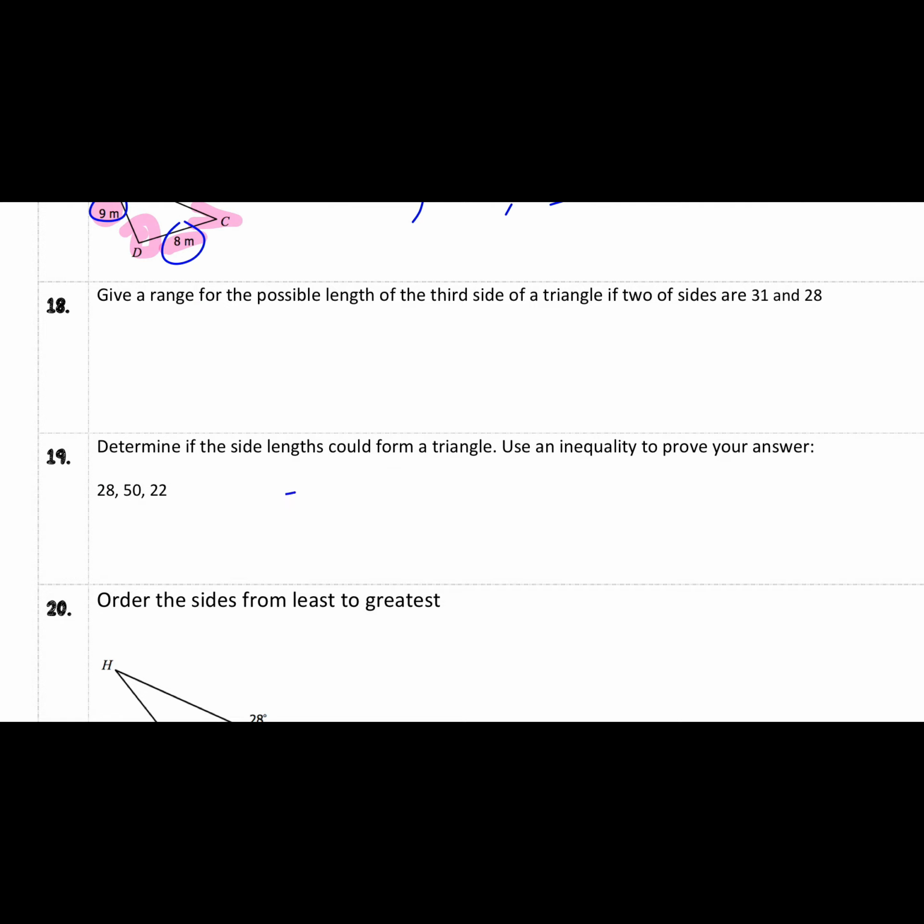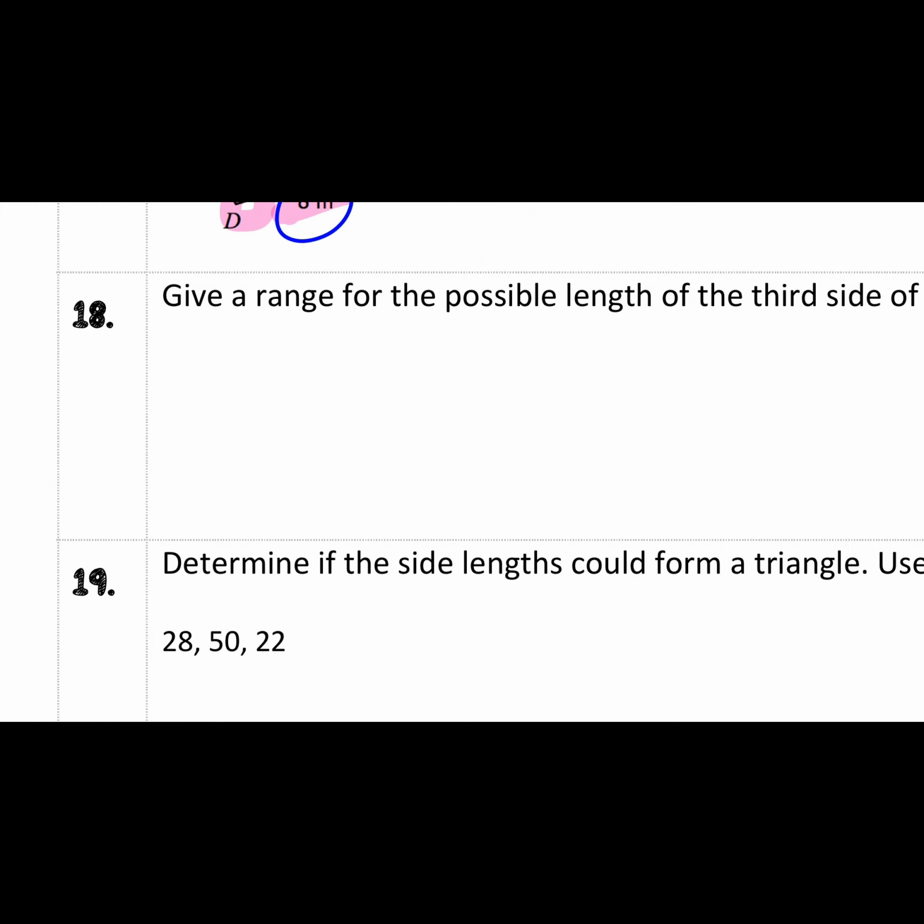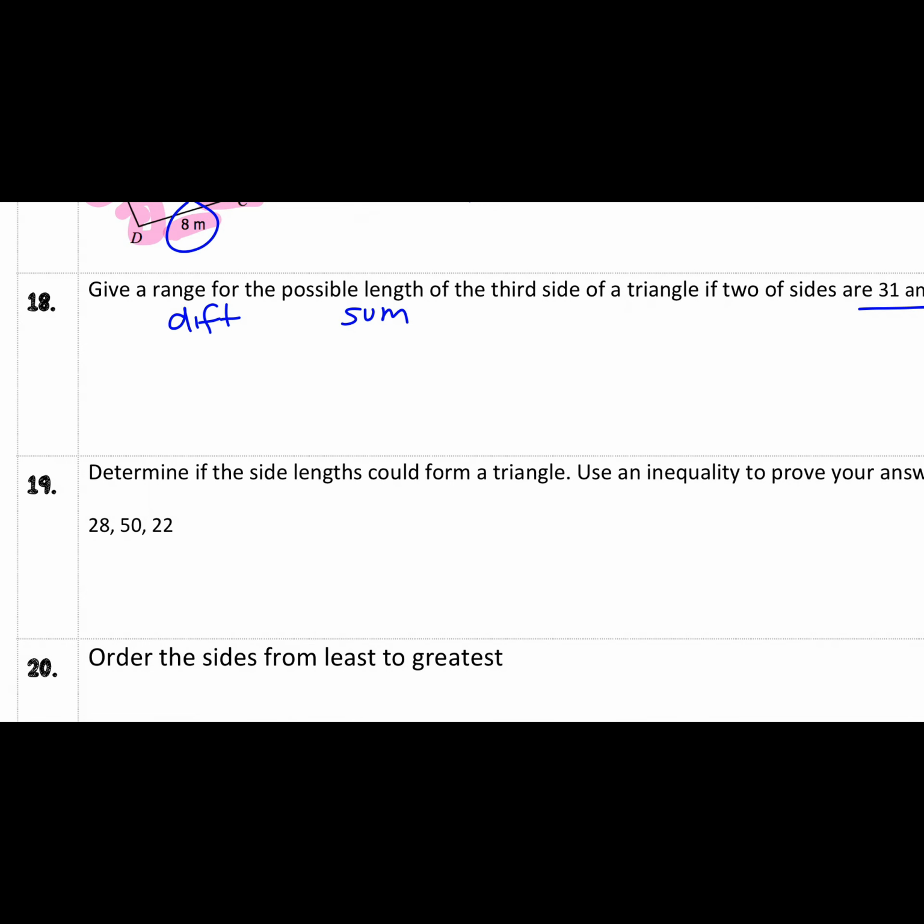Give a range for all possible lengths of the third side if the first two sides are 31 and 28. So I talked about this in another problem too, but again, we know the range for the third side always has to be between the difference and the sum. And so I'm looking for the difference between 31 and 28. That's 3. And I'm looking for the sum between 31 and 28, which is 59. So I know our third side, x, has to be between 3 and 59.